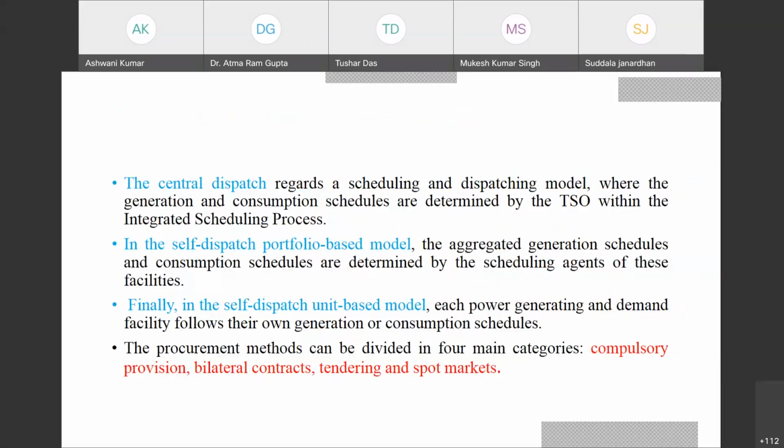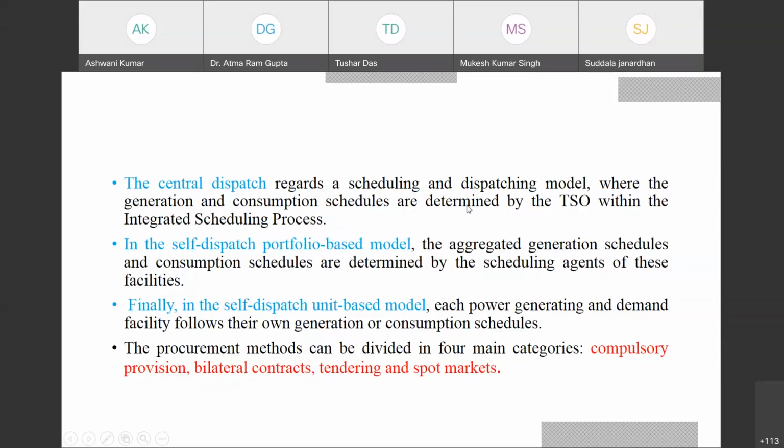So what is a central dispatch? What is a self-dispatch portfolio-based model? What is a self-dispatch unit-based model? You must understand the difference. In a central dispatch, the dispatching is carried out by the central operator called the TSO. So entire dispatching is taken care of by the TSO.